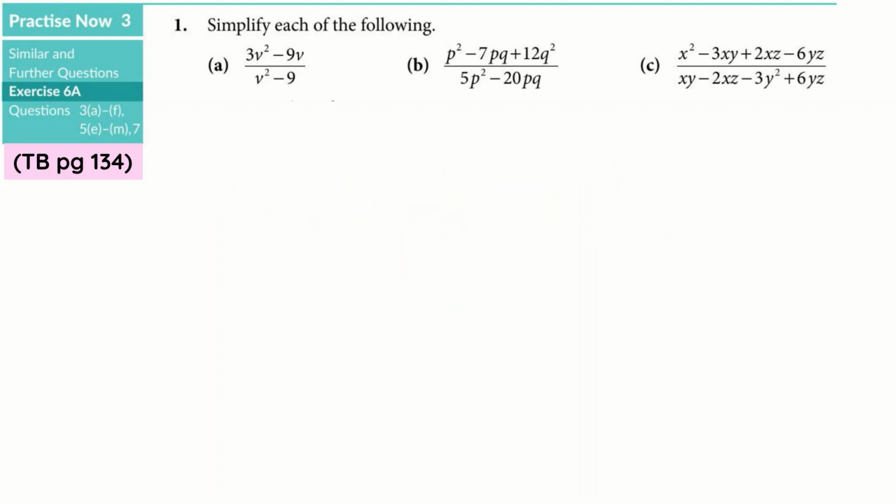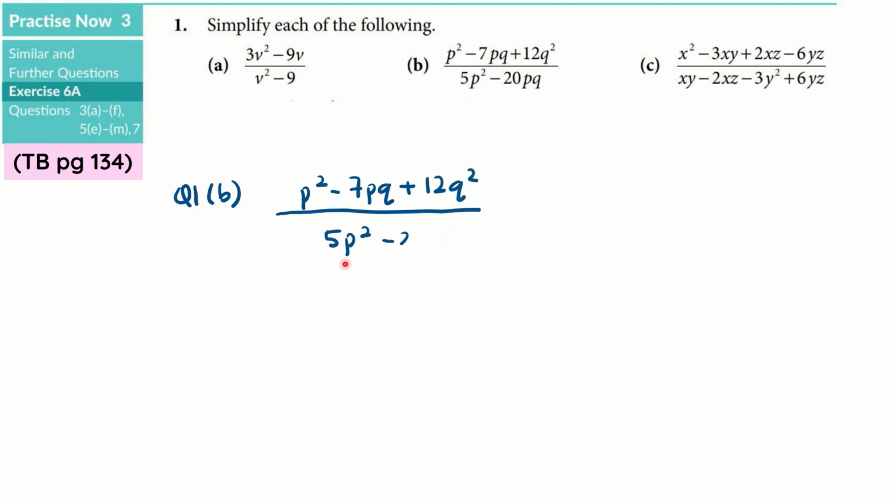Let us now move on to take a look at part B. In part B, we have p squared minus 7pq plus 12q squared over 5p squared minus 20pq. So, using the same principle of factorization, we see that the numerator is quadratic, so we need to do our cross method. To do our cross method, it will look like this.